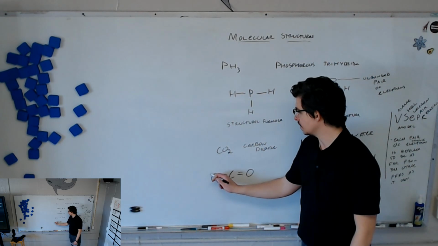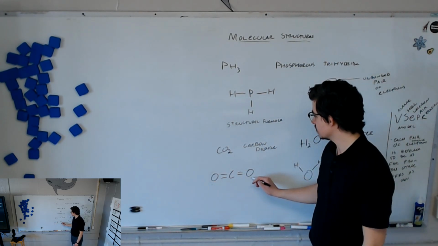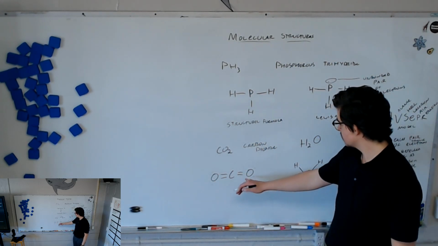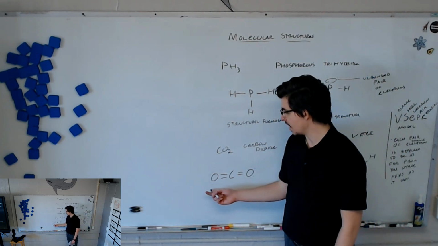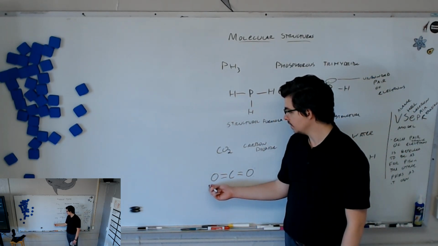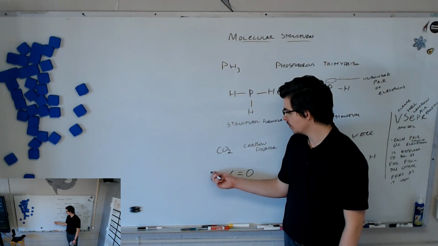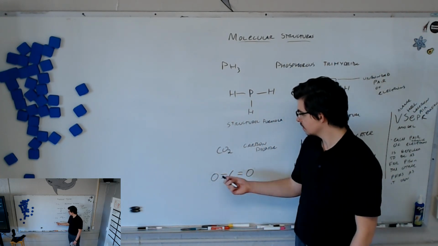The oxygens still each have two unbonded pairs. So that's the Lewis structure. Now how many electrons does this have altogether? 1, 2, 3, 4, 5, 6, 7, 8.